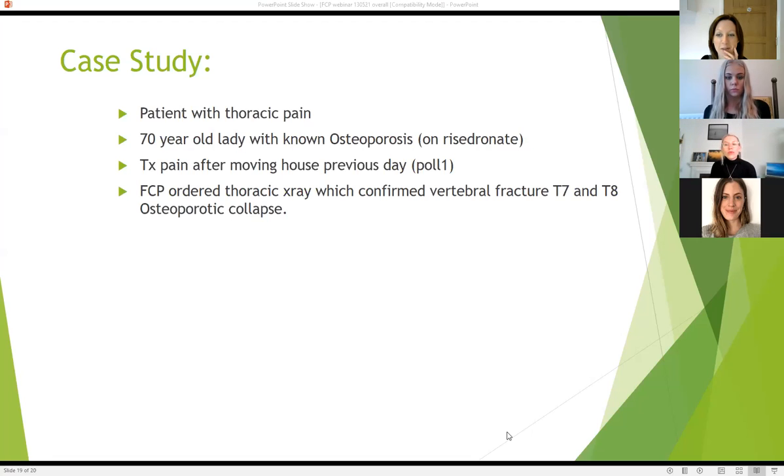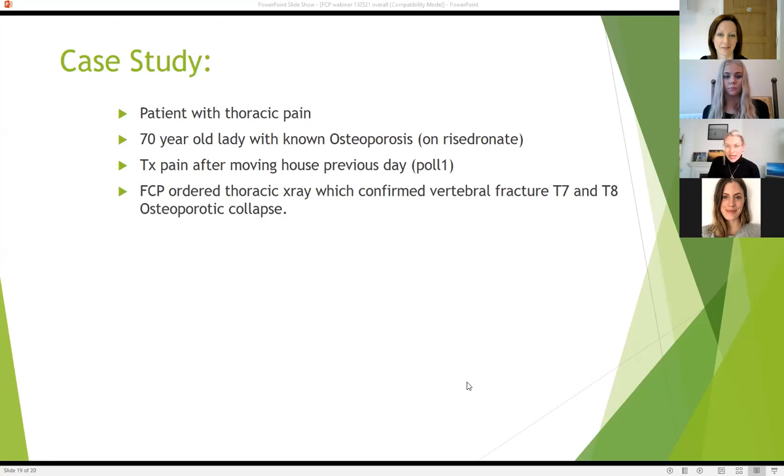Well done, 61% of you who got that right. Really, that is fantastic. Gosh, well done, because there was a little bit of a red herring in there. The moving house, it was actually an old vertebral collapse. So we could tell from the X-ray that it wasn't due to her moving house. Probably the pain was stirred up by the fact that she moved house, but the vertebral collapse wasn't caused by that. Okay.